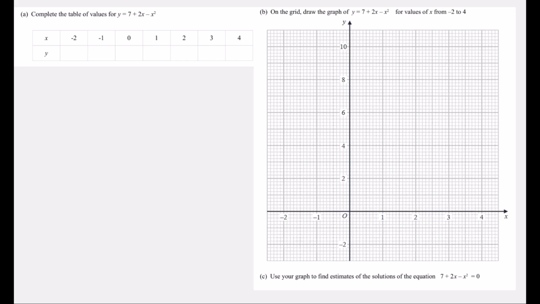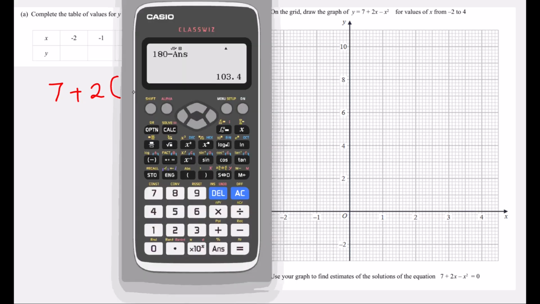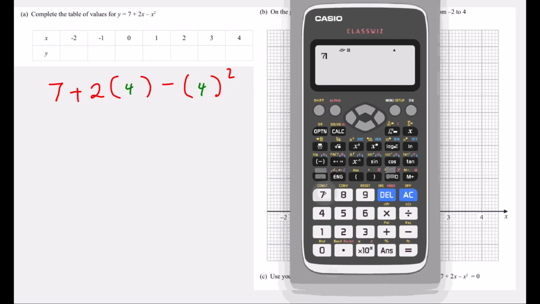Complete the table of values for y equals 7 plus 2x minus x squared. So y is equal to 7 plus 2x's minus x squared. And we can just use the calculator for this. Wherever we have an x, we can write brackets, and then we can put the number we want to find, the x value of the one we want to find. So for 4, just put 4 inside the brackets. So that will look like 7 plus 2 4s minus 4 squared.